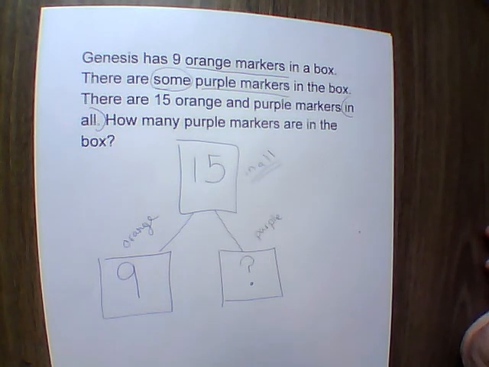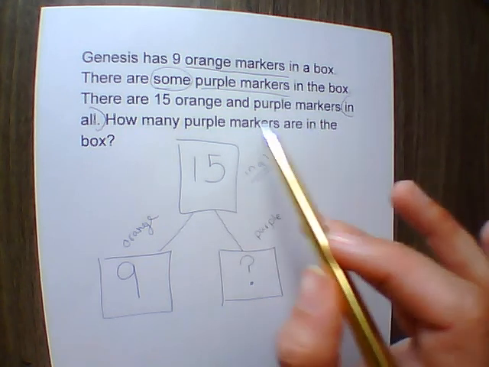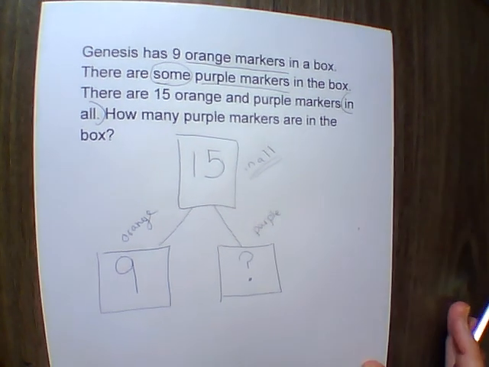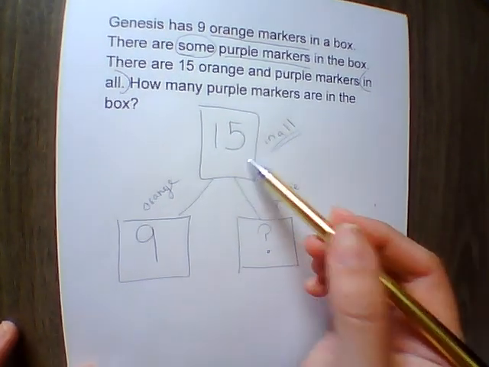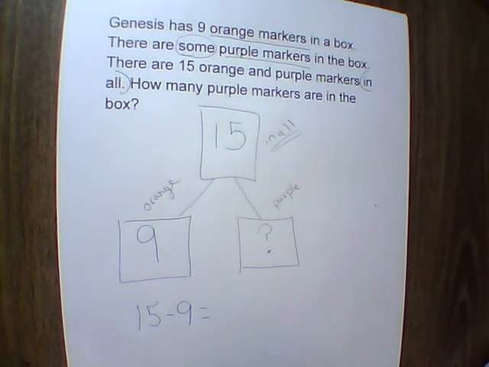All right, and then we want to find out, the last part says our question, how many purple markers are in the box? Well, we need to find that. That's our question, so we know we have the right setup if our question mark is matching where we're asking the question. So we want to know about those purple markers, and we do have a question mark in the purple marker box. So let's set that up. 15 minus 9 equals. So do that now. Go. And you should have 6.